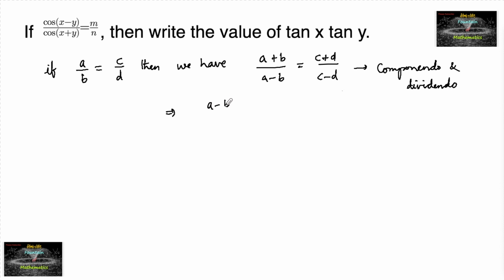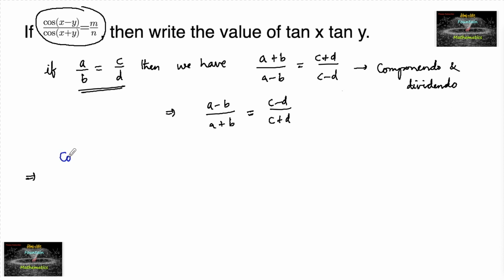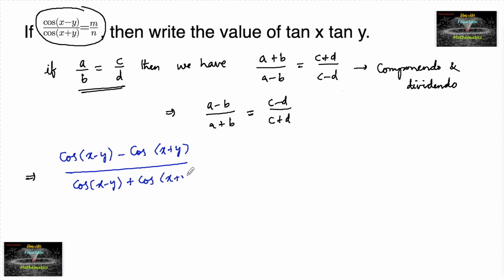Which also implies a minus b upon a plus b is equal to c minus d upon c plus d. This can also be written. So now just compare a upon b and c upon d with the given expression, cos of x minus y upon cos of x plus y is equal to m upon n, and let's use this property here. So we will get cos of x minus y minus cos of x plus y upon cos of x minus y plus cos of x plus y, which equals m minus n upon m plus n.